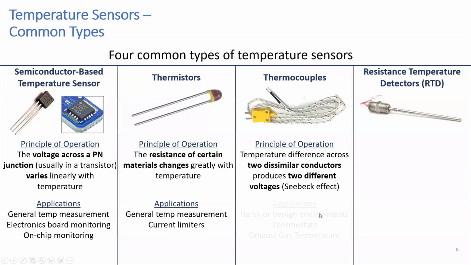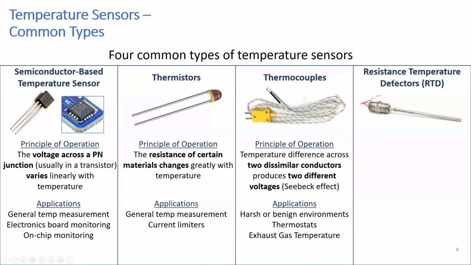These thermocouples are often used in harsh environments, but you can use them in benign environments. I've seen them used in exhaust pipes to measure exhaust gas temperature, or really any hot gases. That's common, or even in flames too. And they're used in thermostats to control heaters or temperature control loops.